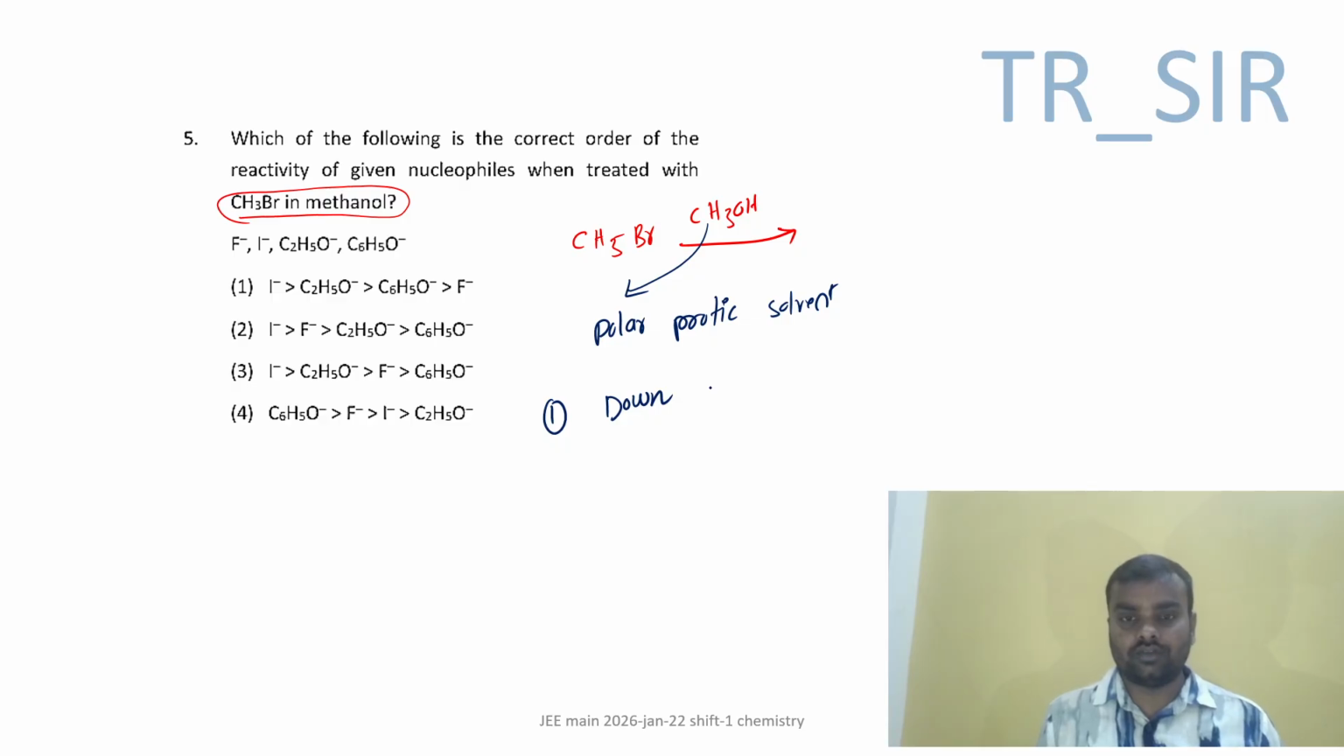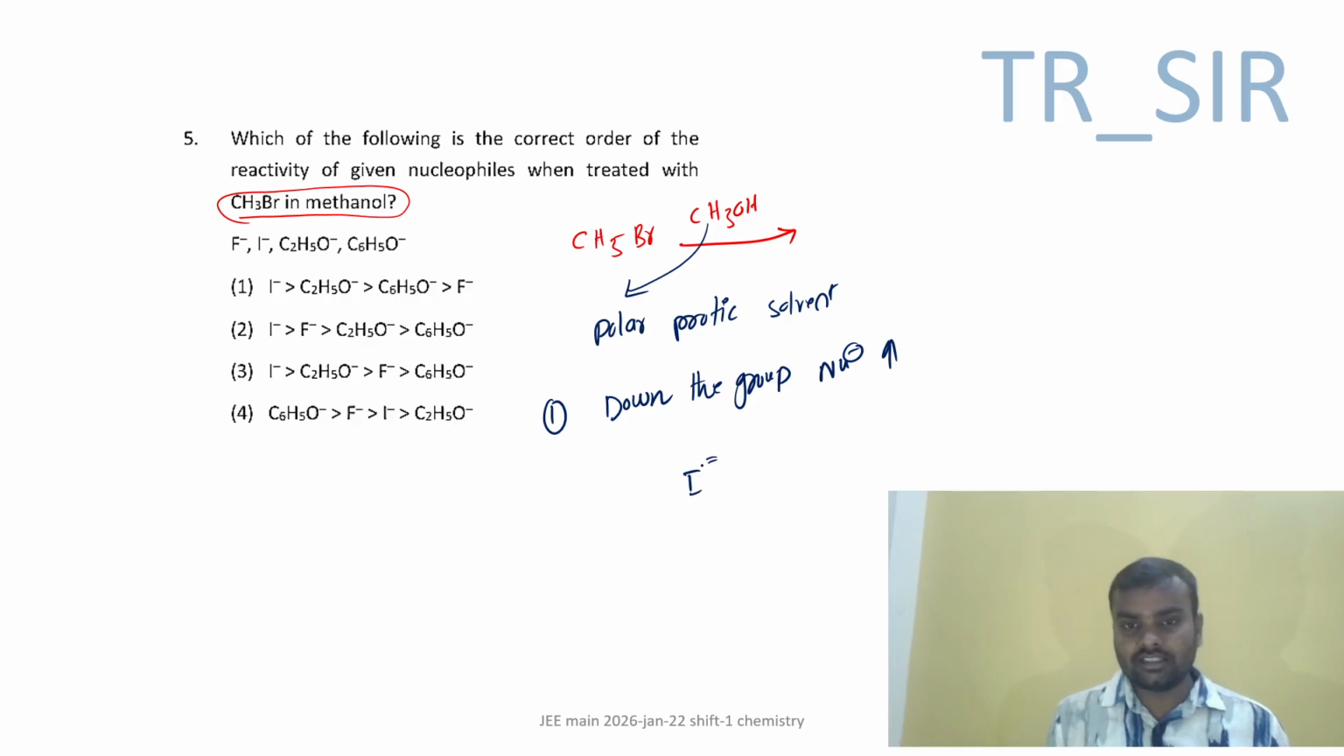So that one is less nucleophilic. Down the group, nucleophilicity increases. That means I minus is more nucleophilic than F minus.